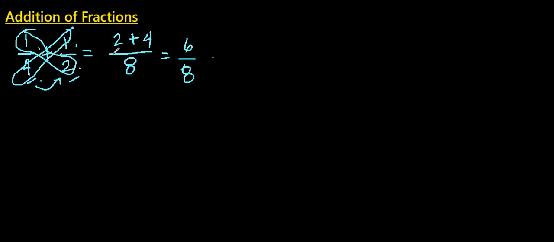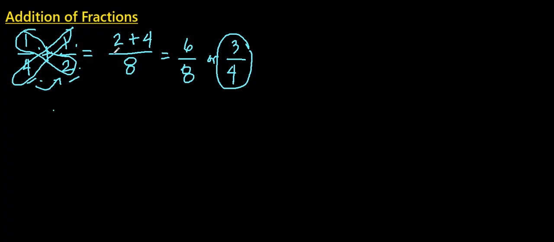Then we have to reduce it to lowest terms. So both of them are divisible by 2. So the answer should be 6 divided by 2 is 3, 8 divided by 2 is 4. So this is the final answer.